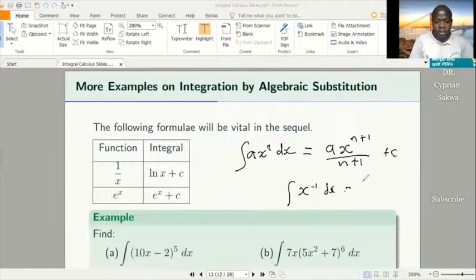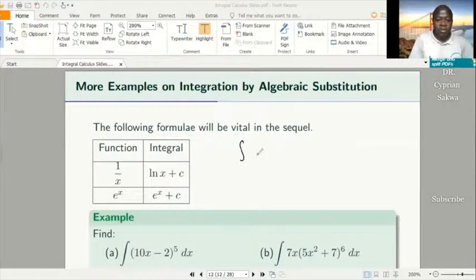So how do you do it when n is -1? This is the same as the integral of 1 over x dx. How do we integrate that? The integral of 1 over x is given as the natural logarithm of x plus a constant. It is important that this x be in absolute value. So if I'm given to integrate 1 over x dx, my answer will be the natural logarithm of the absolute value of x. Then I add the constant of integration.